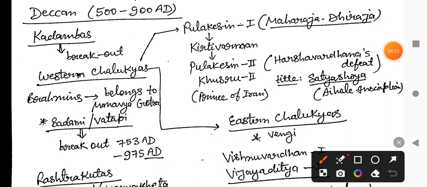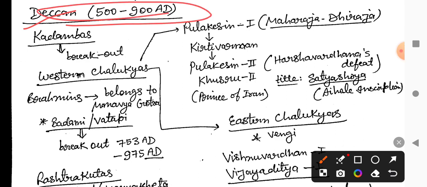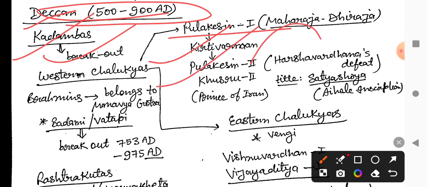Next we will move to the Deccan region, during the period of 500 to 900 AD. The Kadamba kingdom was located in Goa. After this, the Western Chalukyas came, and Pulakesin I created this Chalukya dynasty. He adopted the title Maharajadhiraja. The next king was Kirtivarman, and Pulakesin II defeated Harshavardhana on the bank of the Narmada river.